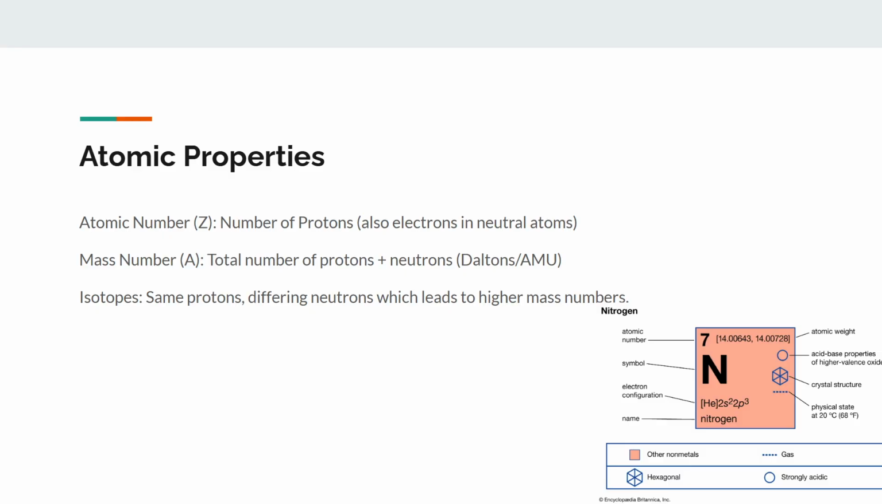The total number of protons plus neutrons is going to be the mass number. Technically, you can include electrons, but it's going to be negligible, of course. And isotopes are the same protons while differing in neutrons, which leads to higher mass numbers.